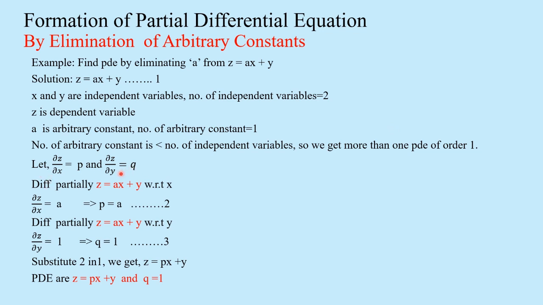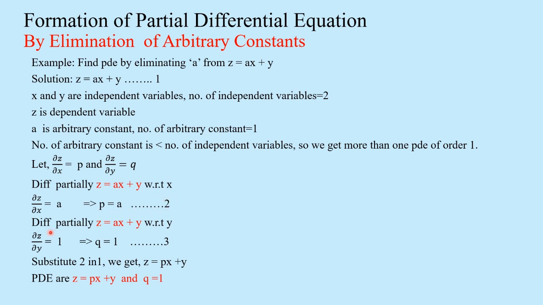The partial differentiation of this with respect to x. So z becomes dou z by dou x is equal to a x. Differentiation of x is 1 and a is a constant. According to the constant multiplication rule, we get 1 into a, that is a. Here this is p, so we get p is equal to a. We'll name this equation 2.